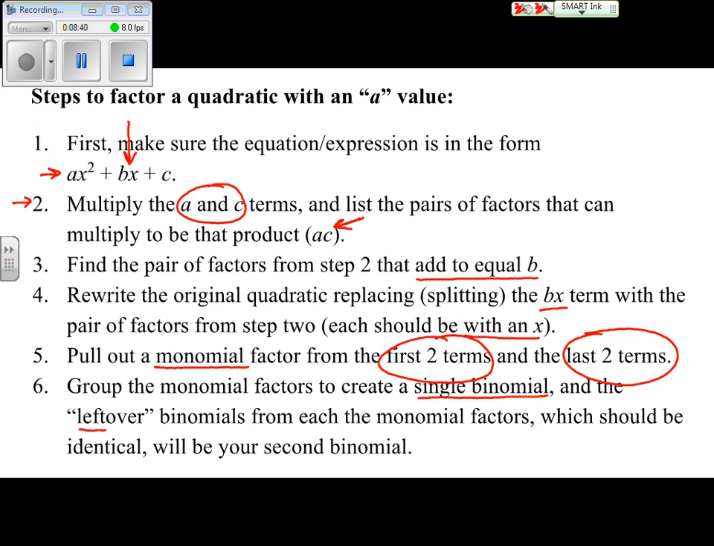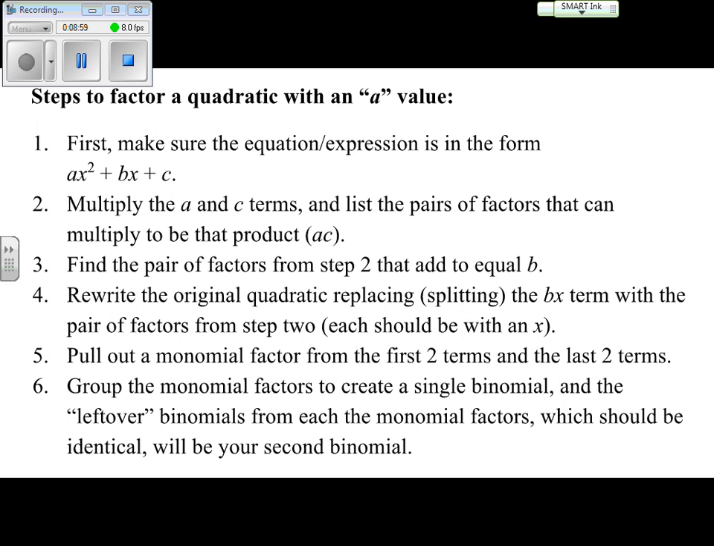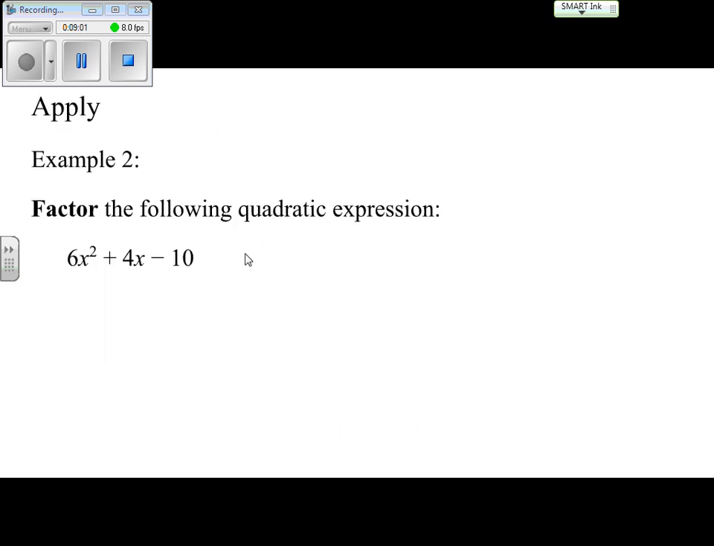And then whatever's left over from each of our first 2 terms and then from our second 2 terms will be our second binomial. And they should be identical. And we'll take a look at that in just a moment. So again, feel free to pause this slide and copy all these notes down. These steps will make more sense when we're actually looking at a problem, which we're going to do right now.